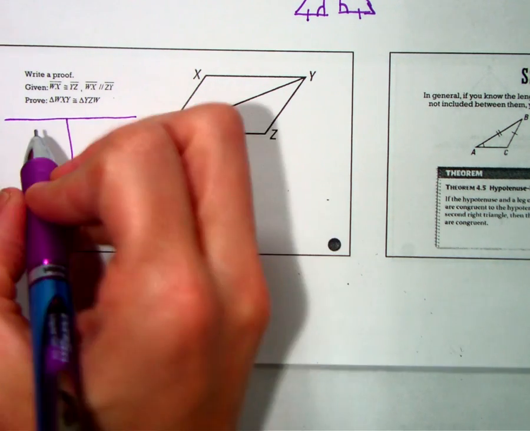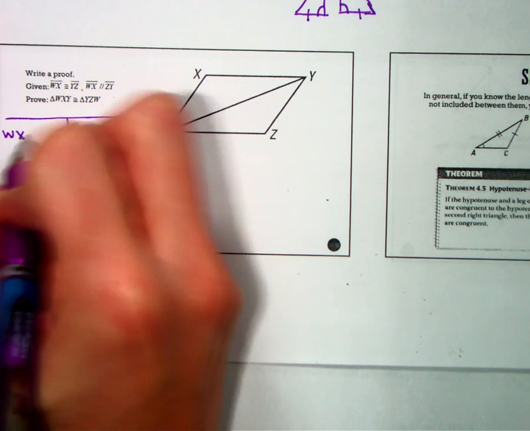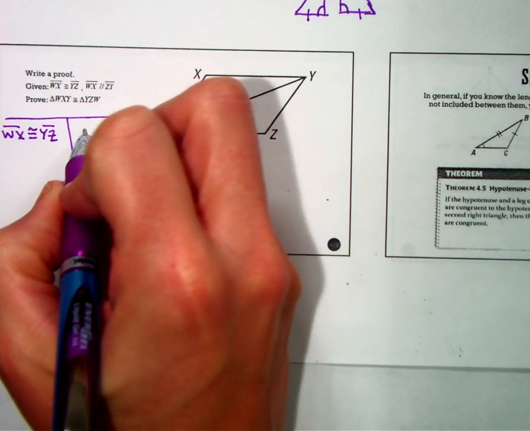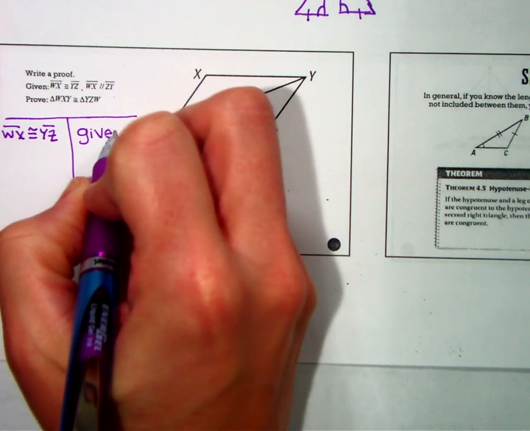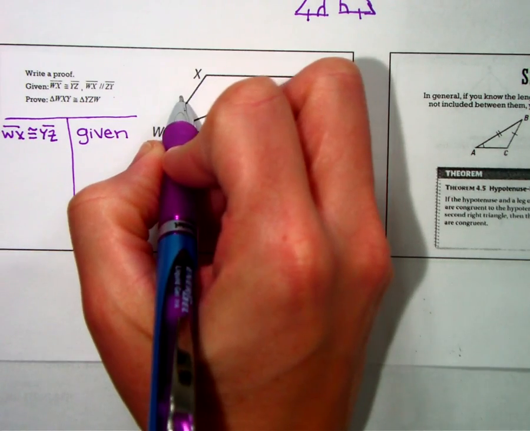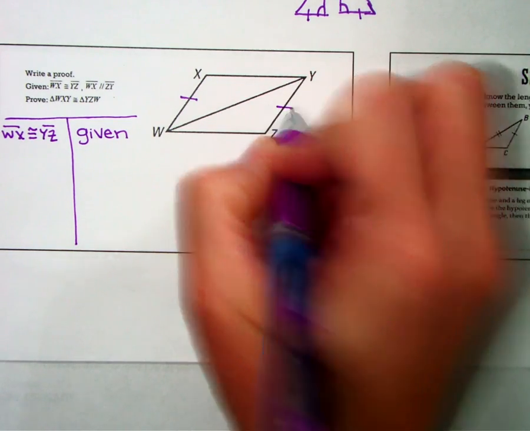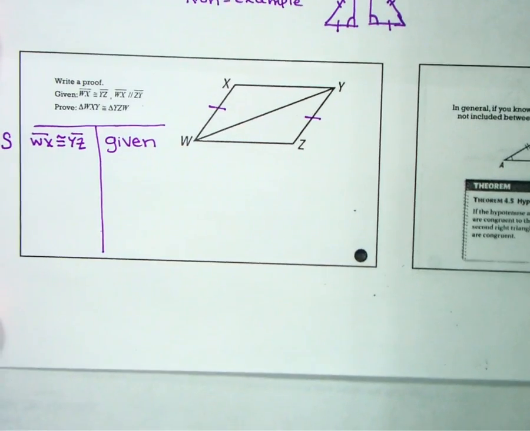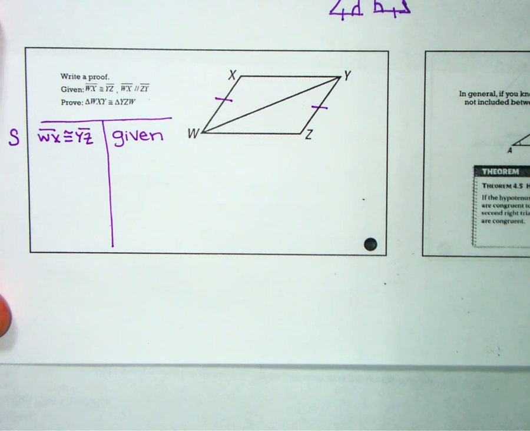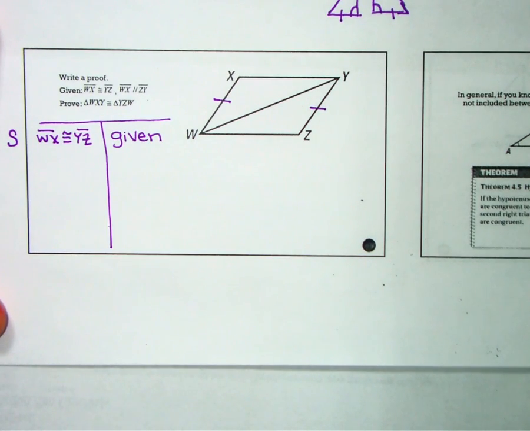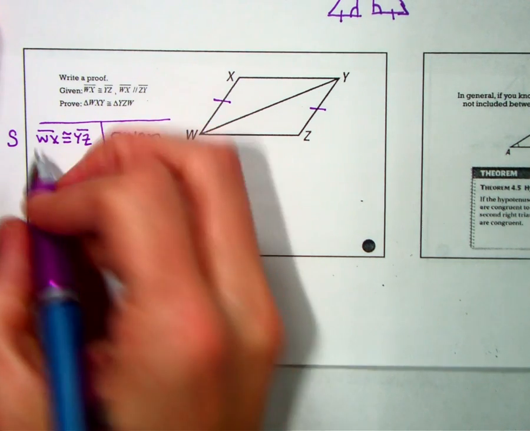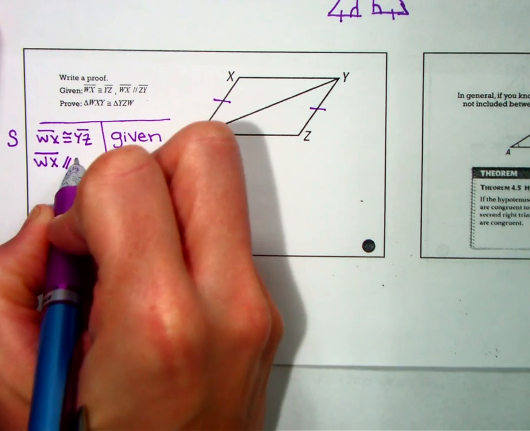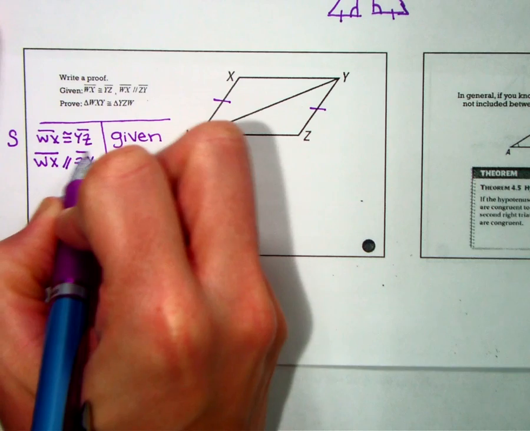Okay, so the given statement first is that WX is congruent to YZ. Okay, that's given. Now, because I wrote that down, I'm going to go ahead and mark that on the picture. So WX and YZ. So over here, I'm also going to tell myself, hey, I have a pair of sides. Okay, then the next given statement is that I have parallel lines. So WX is parallel to ZY. That is also given.